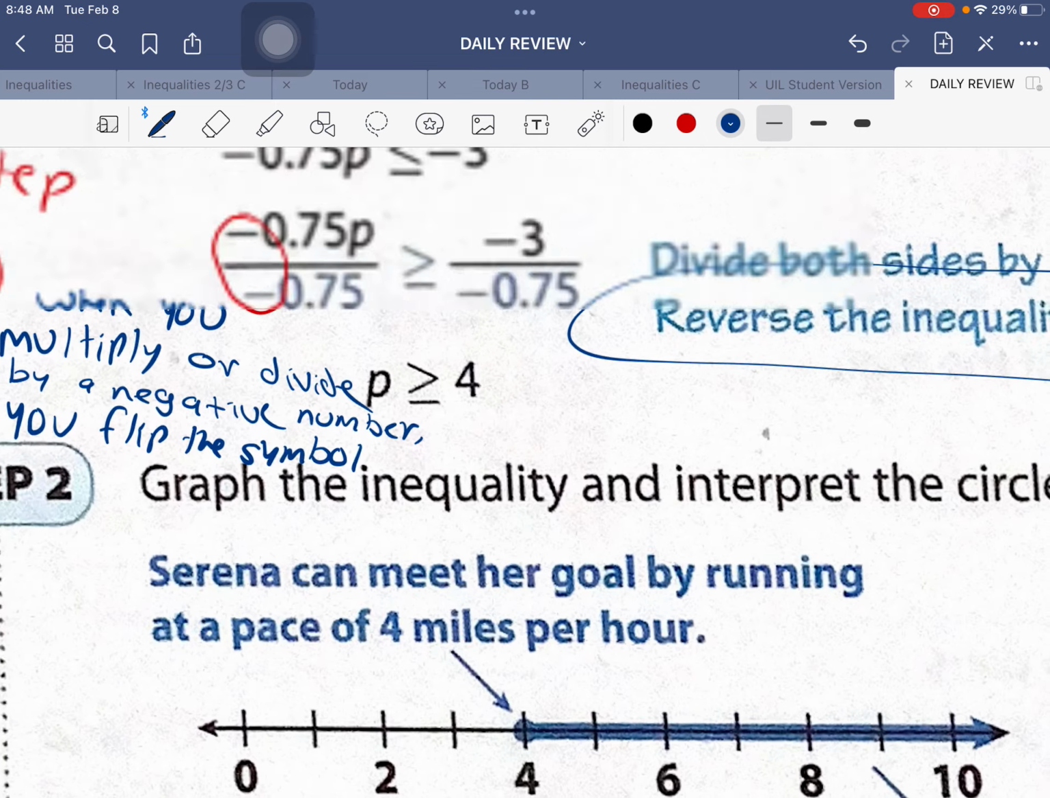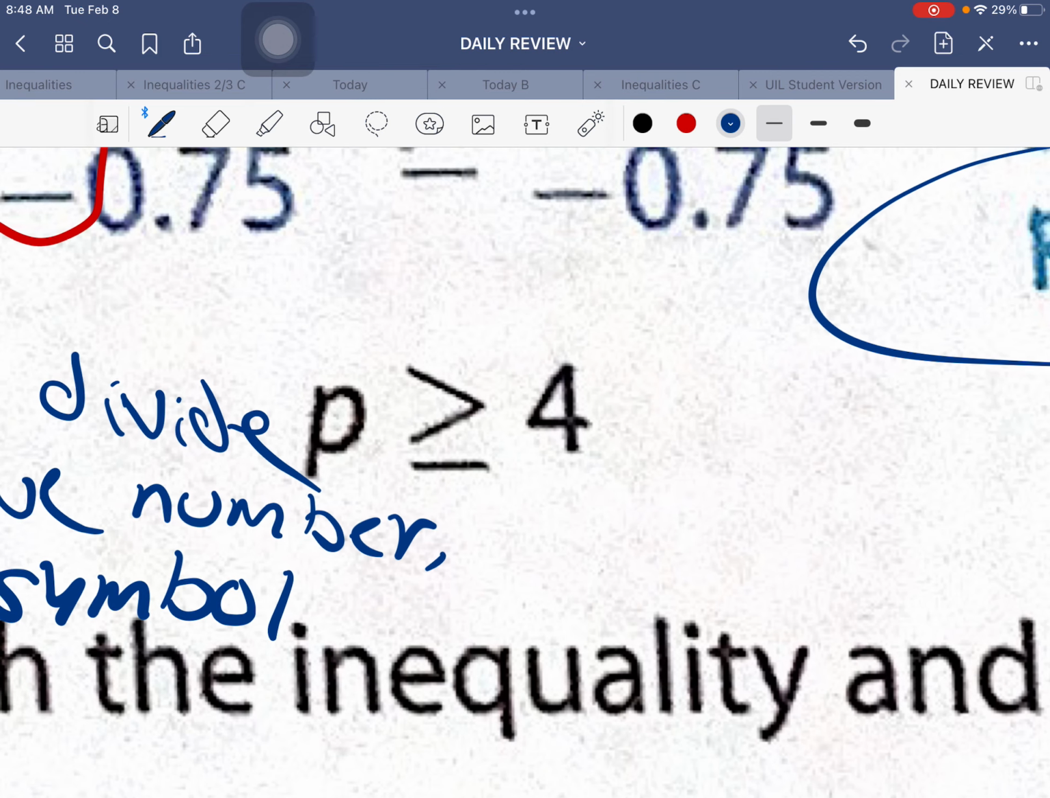And that's what I wanted to make sure that you guys knew. You divide by a negative, just flip the symbol. That's it. There's no more to it.